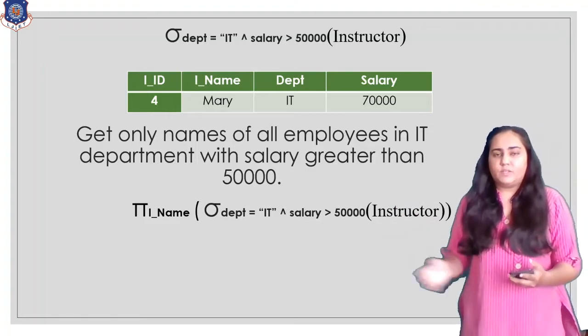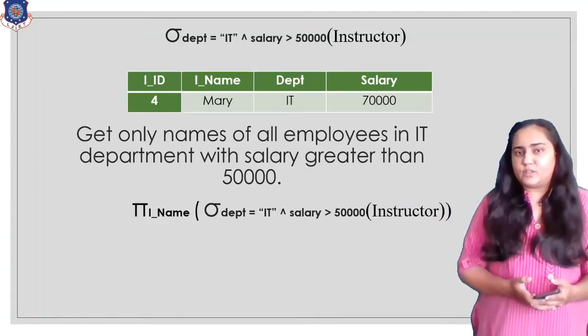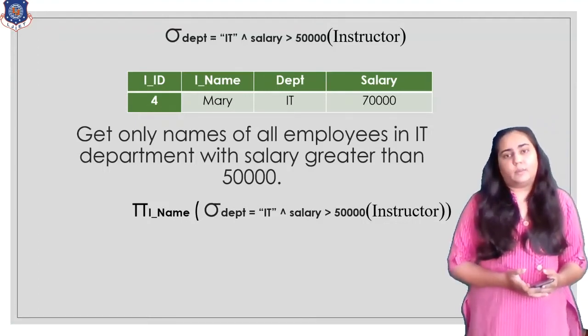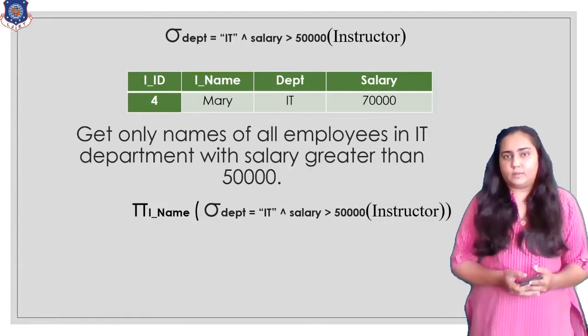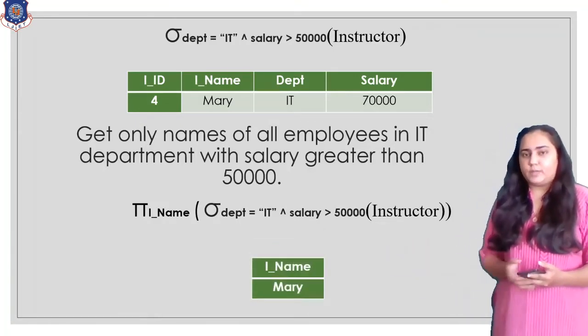So this query that you see is a query for fetching only names of instructors for which we have used the pi operation. And the pi here stands for project. So as a result of this, this is what you get.